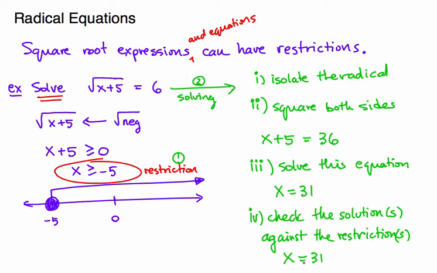Another way, which I find a little easier, is to just substitute 31 back into our original equation. So 31 plus 5 is 36, and the square root of 36 is 6. So you can check it against the restrictions, or you can plug it back into the original equation. And again, I find plugging it back into the original equation a little easier. Let's just take a look at the restrictions in a little more detail before we go fully through and solve a few more of these.